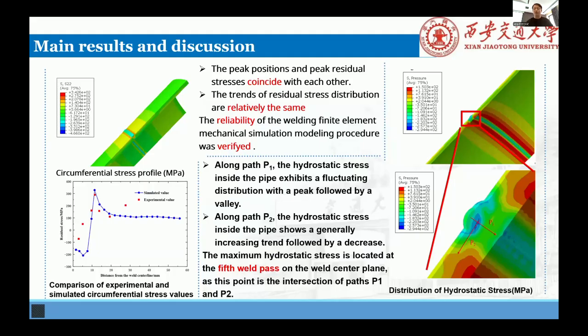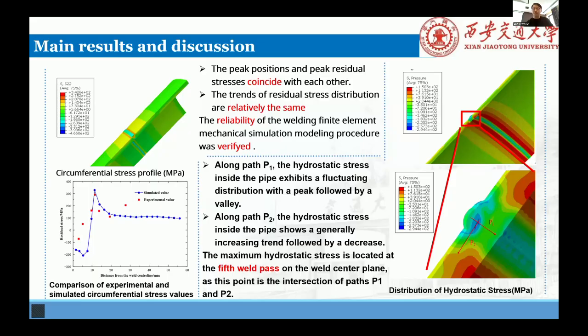And now I show the main residual stress and hydrostatic stress results. First, we look at the circumferential residual stress near the weld. The contour plot and stress profile along the outer surface show high tensile circumferential stress in the weld region, and the stress decreases gradually away from the weld.